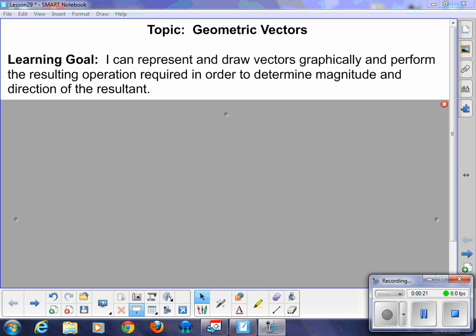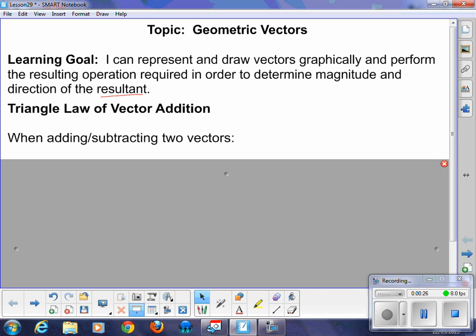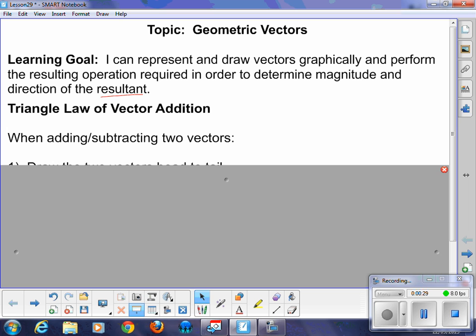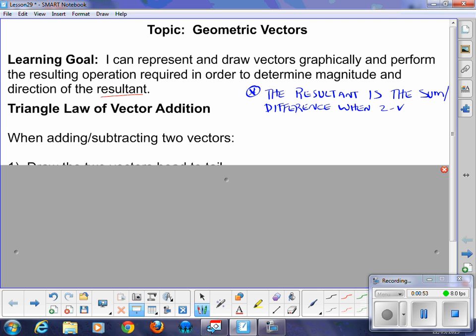So now I have a new key word. I'm introducing a word inside our learning goal here, and that is the word resultant. So we need to talk about what the resultant is before we get to the triangle law here. Off to the side, the resultant is the sum/difference when two vectors are added or subtracted.